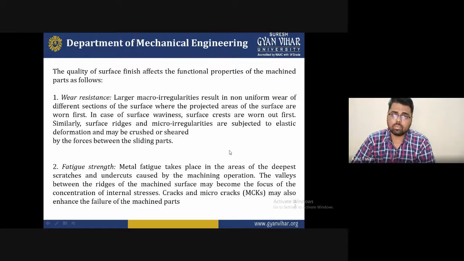It is most important because large micro irregularities result in non-uniform wear of different sections of the surface, where the projected areas of the surface wear first. In the case of surface waviness, the surface crests wear out first. Similarly, the surface ridges and micro irregularities are subjected to elastic deformation and may be crushed or sheared by the forces acting between the sliding parts. So wear resistance is the most important.